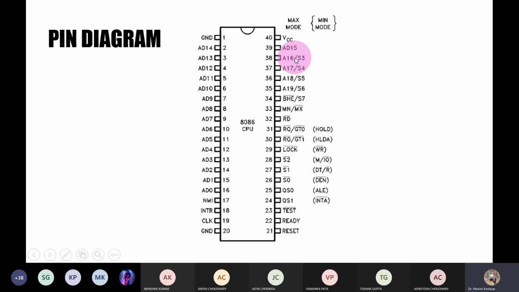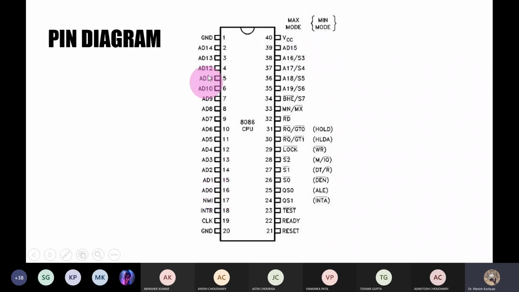Together with the address bus, we have a multiplexed data bus. The 16 bits, from 0 to 15, are multiplexed with the data bus. That way we have saved some number of pins, and in the same way the multiplexing was there for your address and data bus in 8085, we also have the multiplexing here, right?